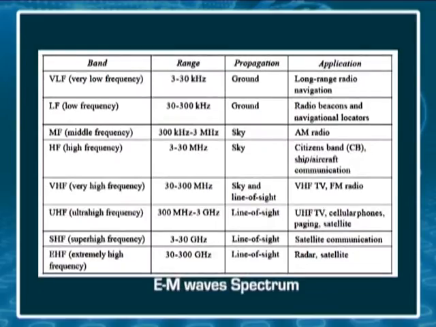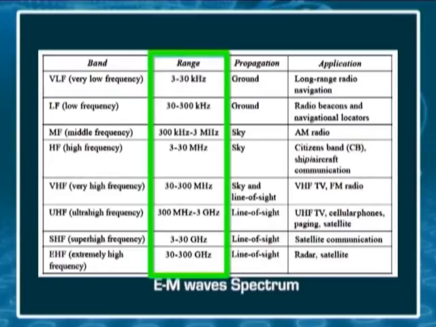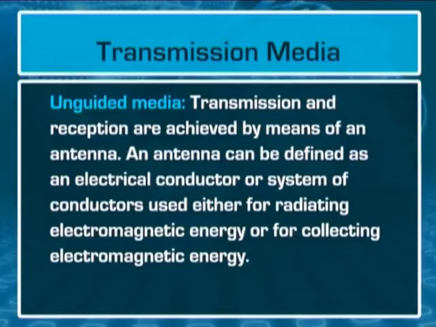The section of the electromagnetic spectrum defined as radio waves and microwaves is divided into 8 ranges called bands, each regulated by government authorities. These bands are rated from very low frequency to extremely high frequency. For unguided media, transmission and reception are achieved by means of an antenna.